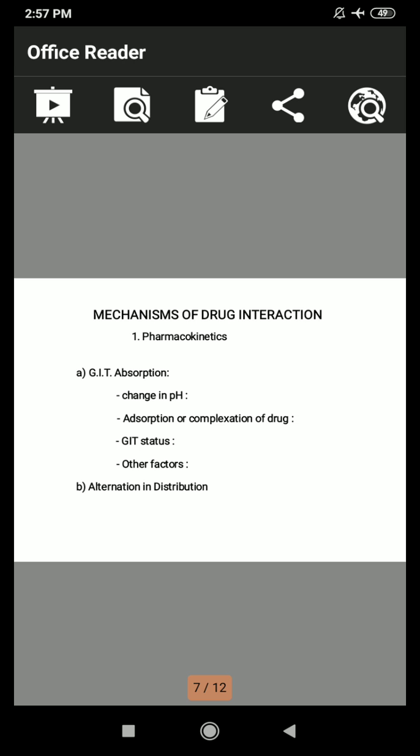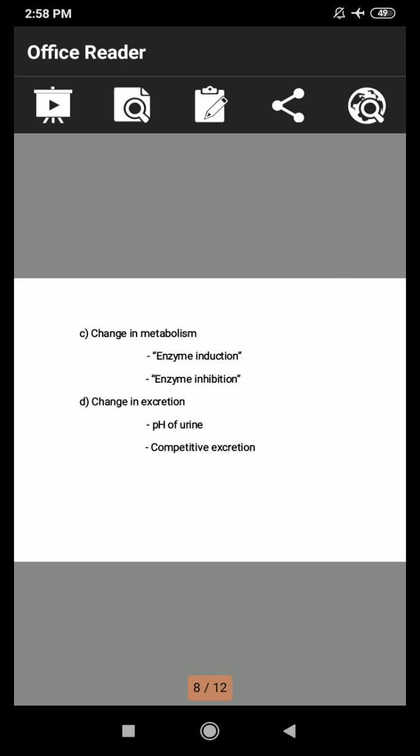Okay. Then next is GIT status. Decrease in the GIT motility and emptying rate alters the rate of absorption. Then other factors: presence of other agents either favors or decreases the absorption of drugs. Then alteration in distribution: affinity and efficacy of the drugs to bind with plasma proteins alters the displacement from the protein binding site. Okay. Then third, C, is the change in metabolism, in that enzyme induction and enzyme inhibition.